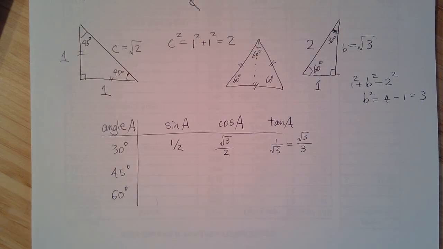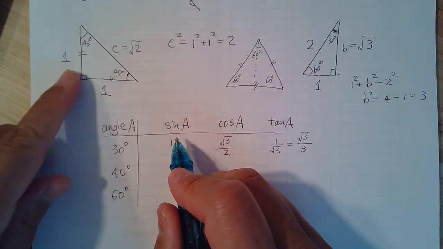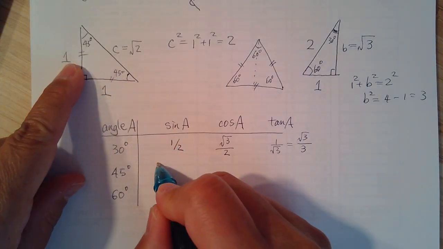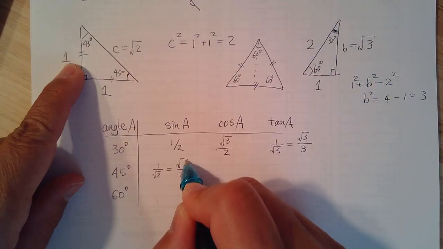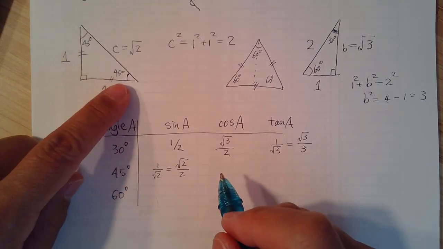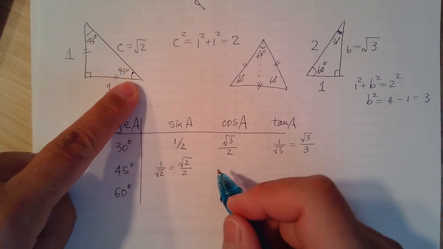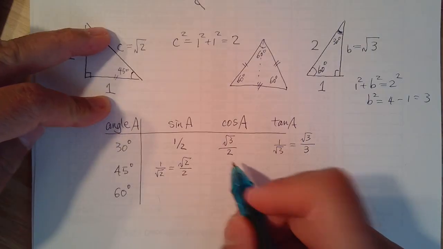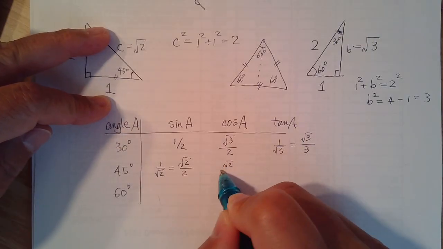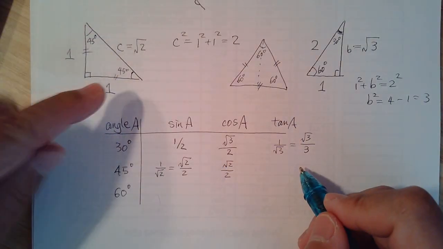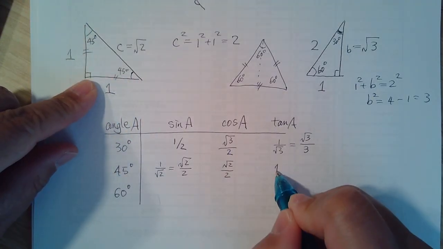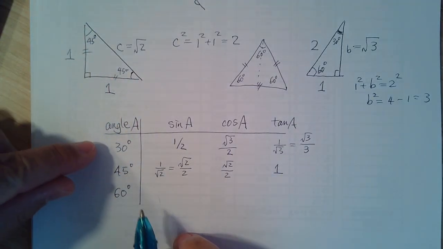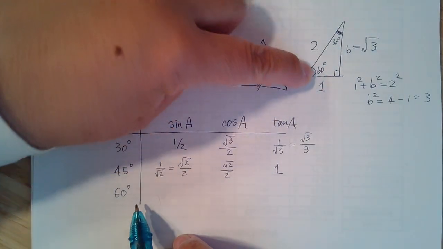Okay? Now, 45 degrees, what is sine 45 degrees, which is 1 over root 2, or root 2 over 2. And cosine 45 degrees is also this over that. So it's the same. So it's root 2 over 2. Tangent A, which is this over that, so that's just 1. Okay. Now 60 degrees, which is here.